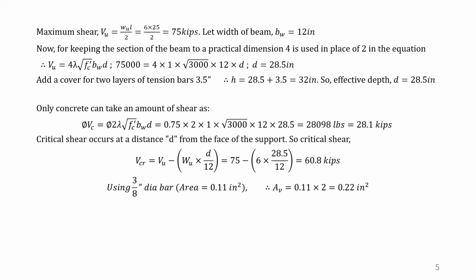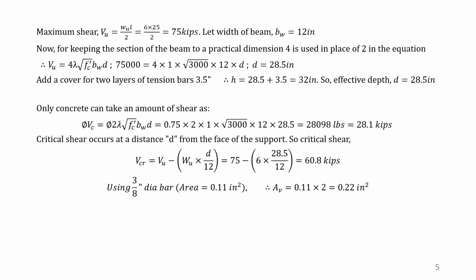Because here f'c is under a root, we have to place f'c in pound unit. We cannot put this in kip unit. Though we have mentioned the concrete strength as 3 ksi, here we have to put it as 3000 psi.